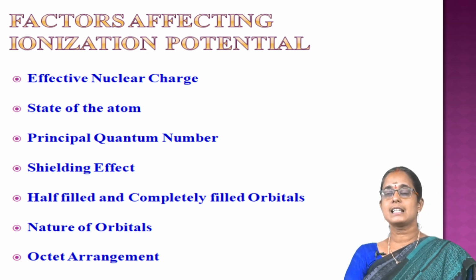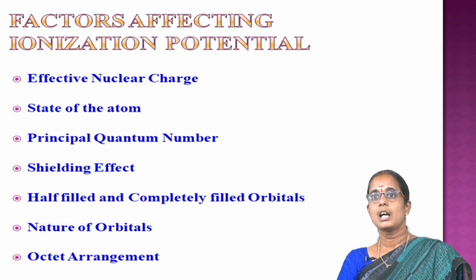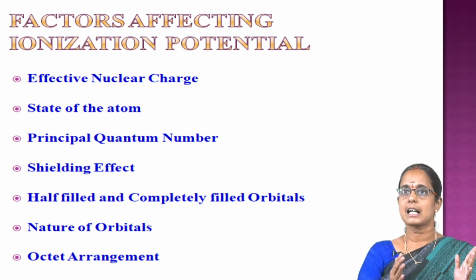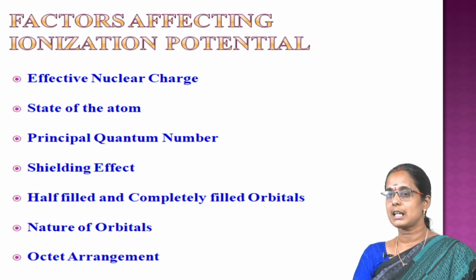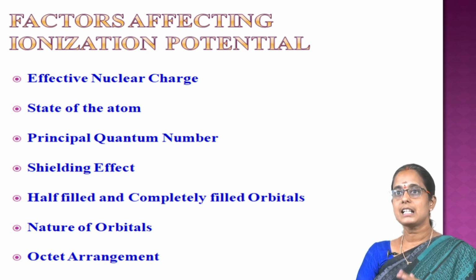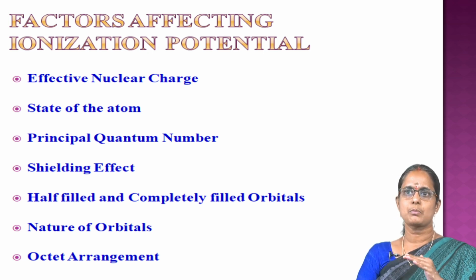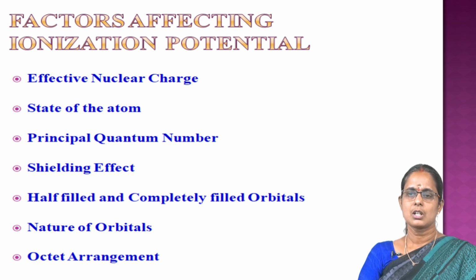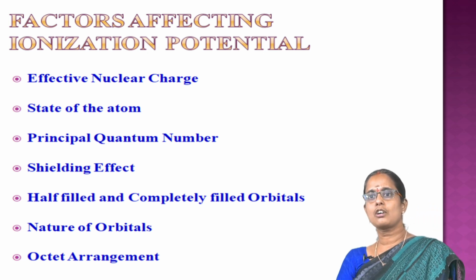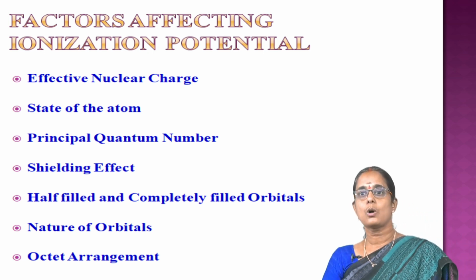The next factor is half-filled or completely filled orbitals. We know that half-filled and completely filled orbitals are more stable than partially filled orbitals. So the ionization potential will be more than expected from its position in the periodic table. So the ionization potential of beryllium is greater than barium, and nitrogen is greater than oxygen.